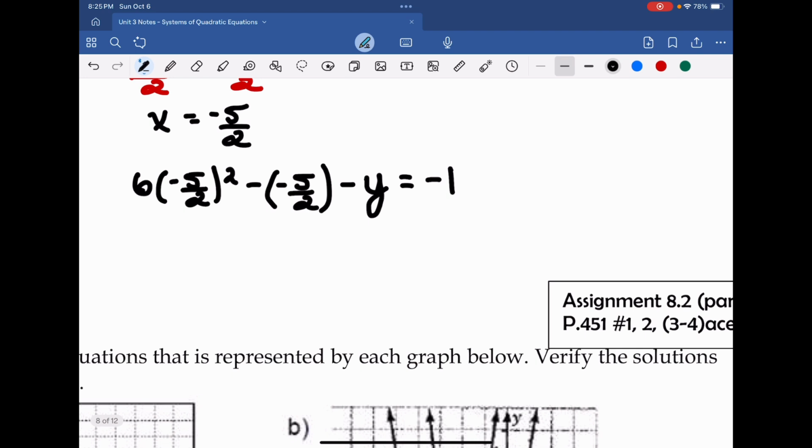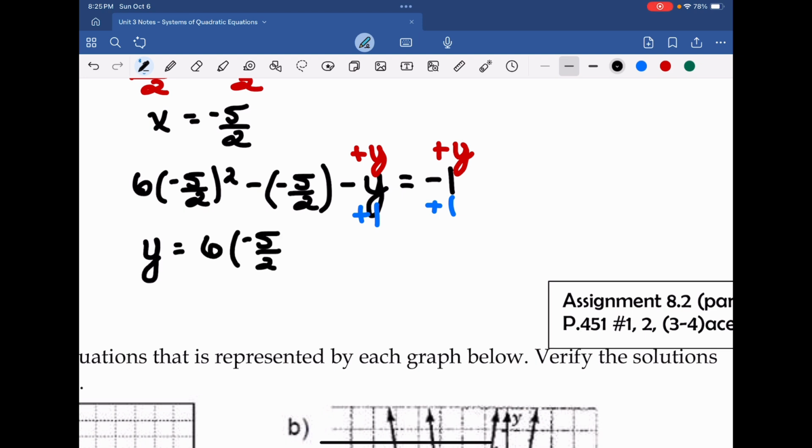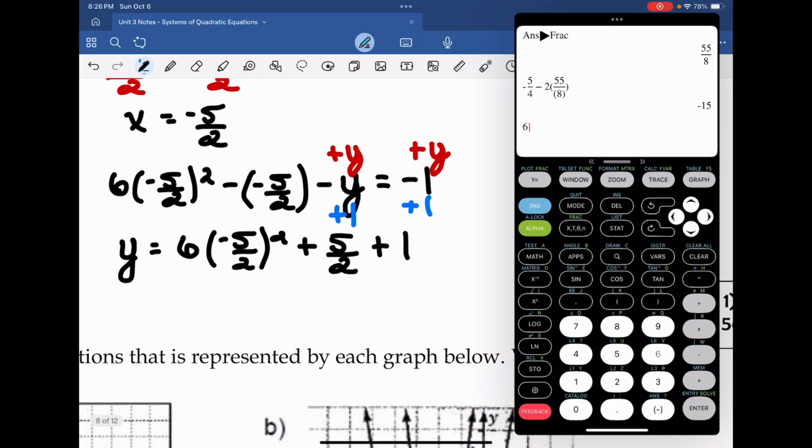Okay, now in order to get the y isolated, what we could do is just swap these two. If I add y to both sides as such, and then I add 1 to both sides, this will change those two in terms of their position and give me where y is equal to 6 times negative 5 over 2 all squared. And then minus minus, I'm just going to change this to a positive 5 over 2 plus 1. There we go. Now this is something we can enter into our calculator here.